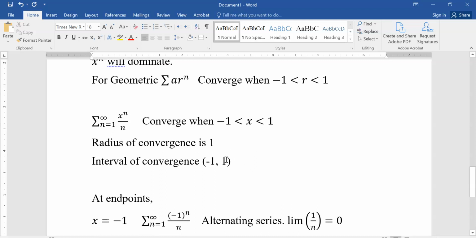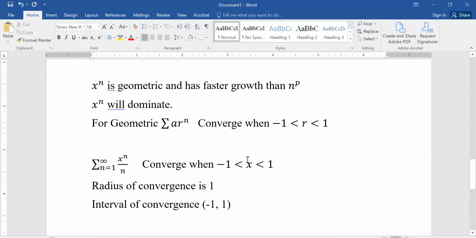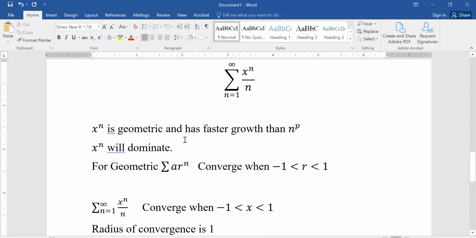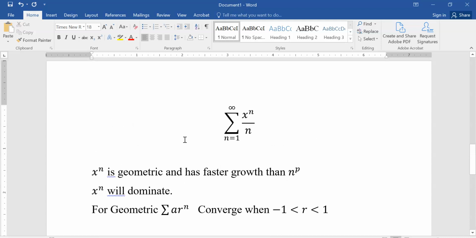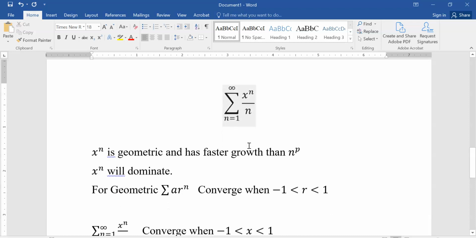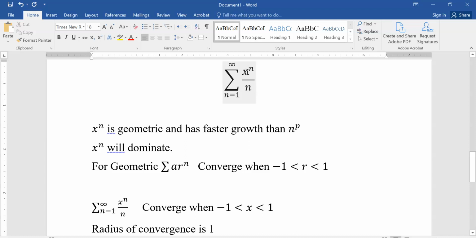Sometimes both sides, if you plug in 1, plug in -1, they both diverge. Sometimes you plug in 1 and -1, they both converge. Sometimes, like this time, you plug in 1 and -1, and one diverges and one converges. But again, the main part is that the geometric piece dominates because it has faster growth. So you can plug in anything from -1 to +1 in for x.